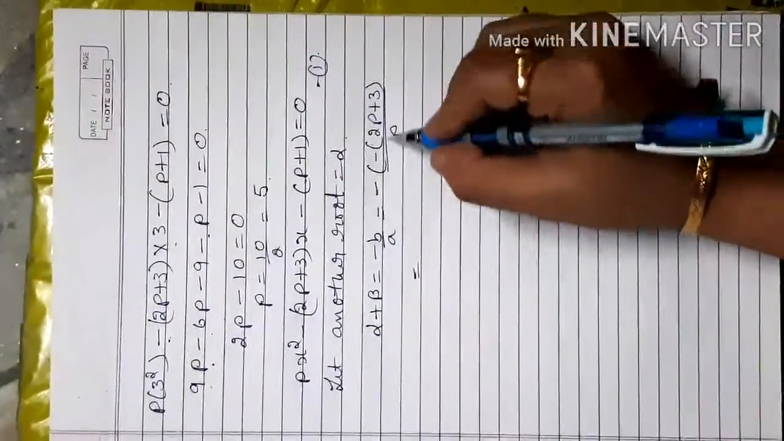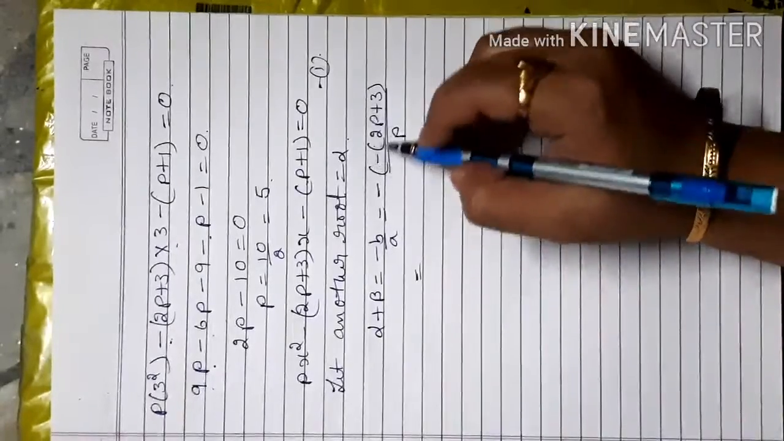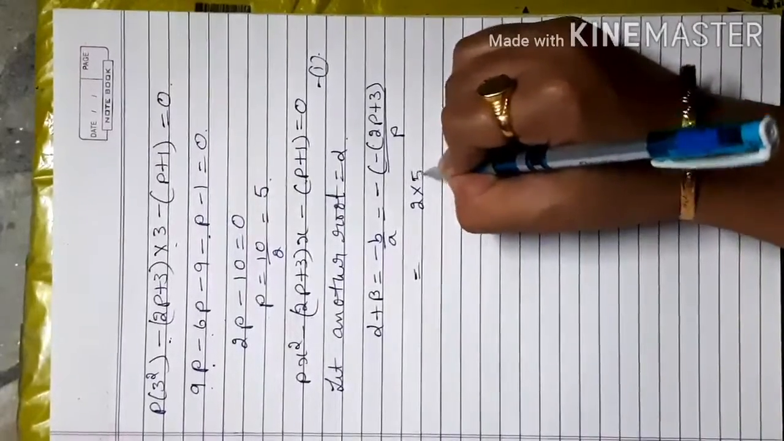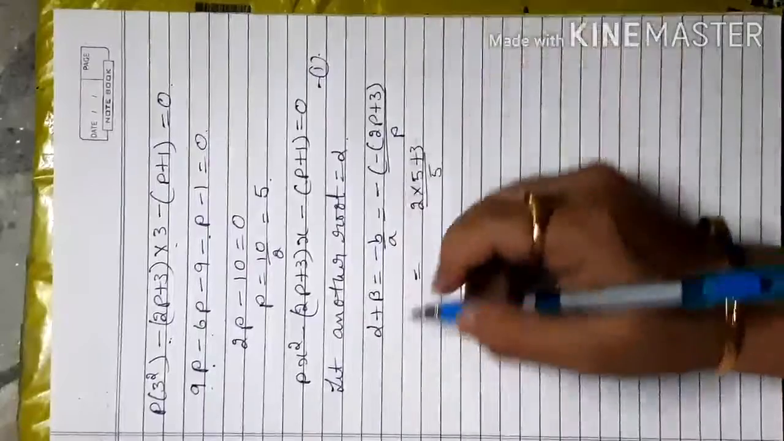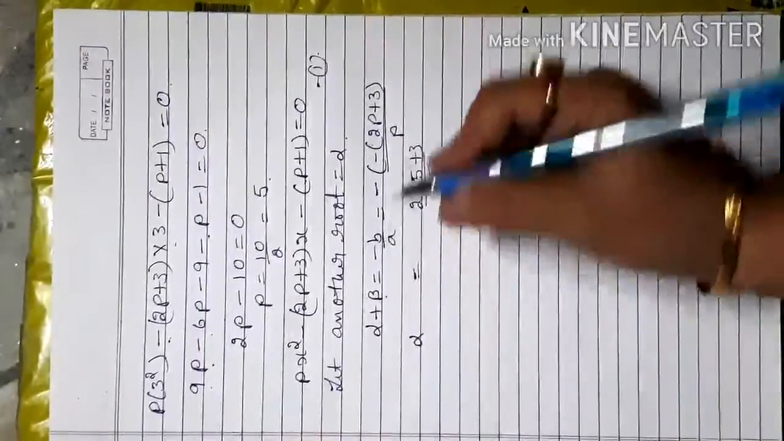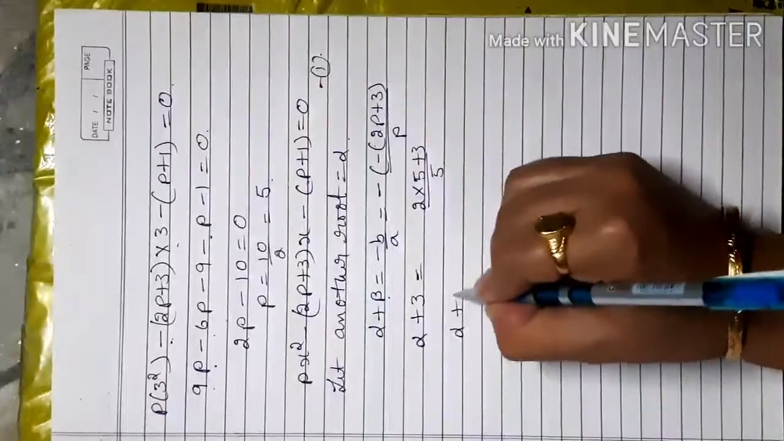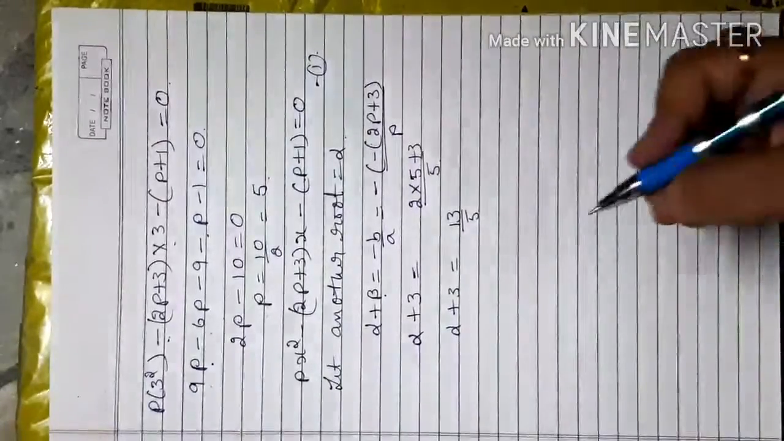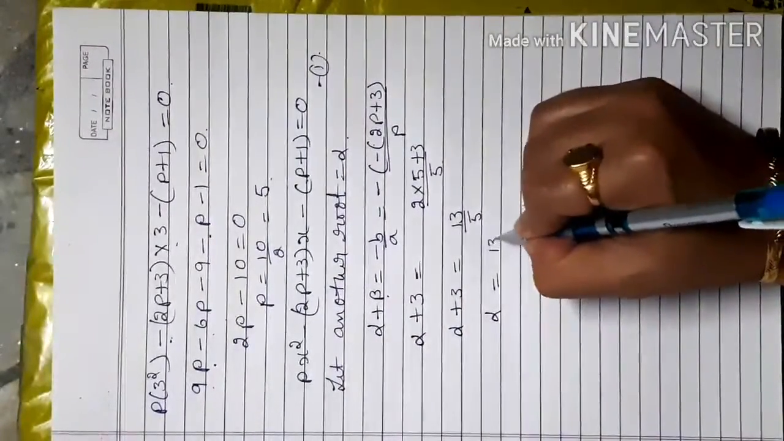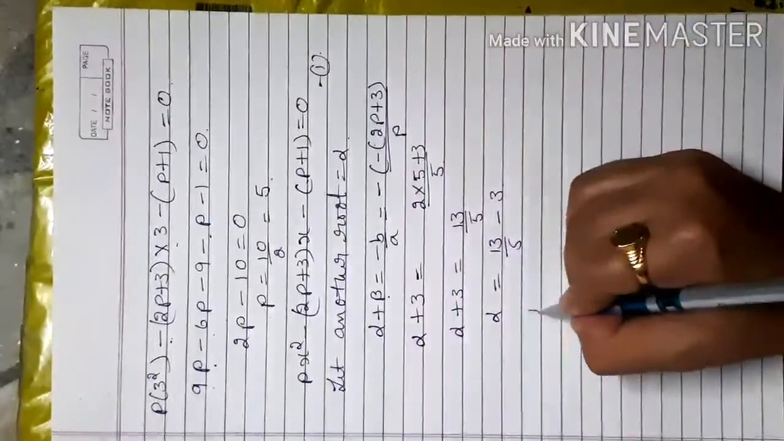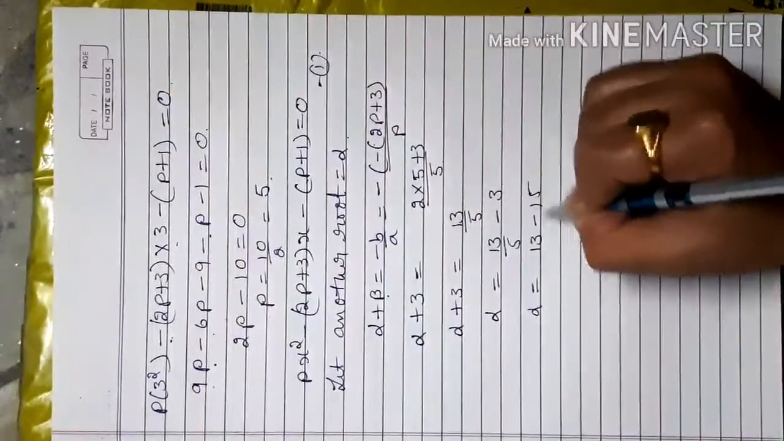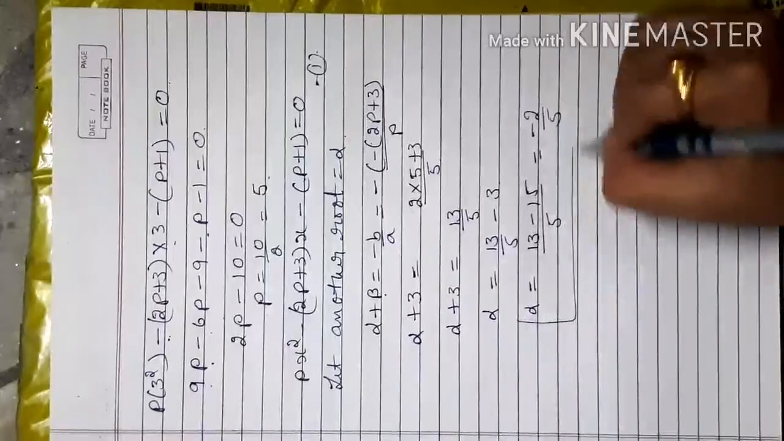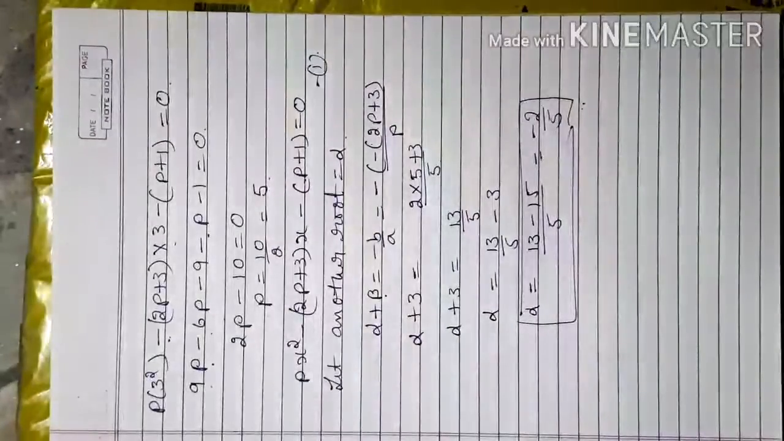So now if the negative becomes positive, and if you replace the value of p, so that is 2p, 2 into 5 plus 3 by 5. Here we have to find alpha, and beta I consider as 3. So alpha plus 3 is equal to 10 plus 3, 13 by 5. Now when you subtract this value, alpha is equal to 13 by 5 minus 3, that is alpha is equal to 13 minus 15 by 5. So that is minus 2 by 5.